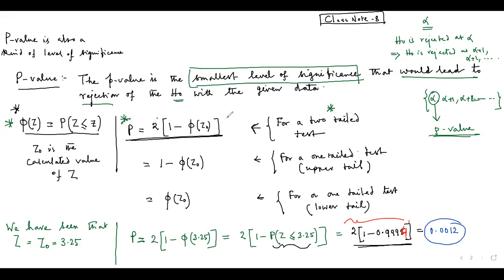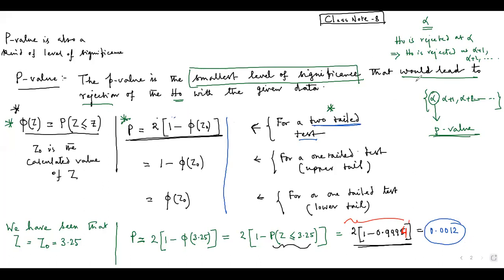This part is the formula part. Remember, I have used the first formula because my test is two-tailed. Remember, if you are dealing with a one-tailed test, never use this formula.